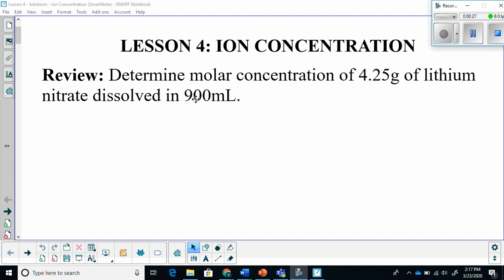The first one is determine the molar concentration of 4.25 grams of lithium nitrate dissolved in 900 milliliters. Okay, so what you are looking for is the molar concentration from a mass dissolved in a certain amount of liquid. You can pause, do the problem, and then when you're ready, you can unpause and I can walk you through the process.